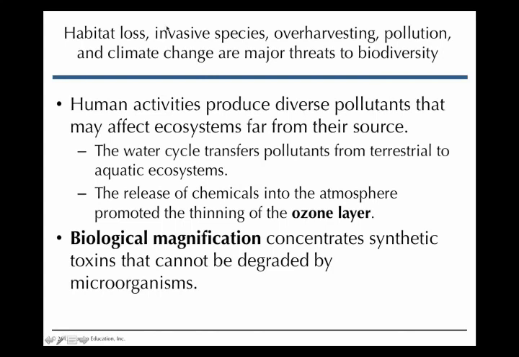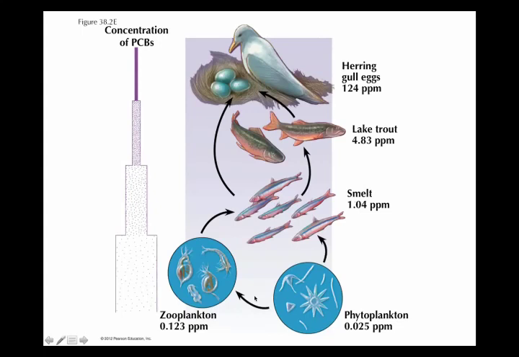Pollution is going to be the fourth threat to biodiversity. Different chemicals go into the air, go into the water, onto land. And this is an important concept, biomagnification, or biological magnification. What's happening there is this concentration of pollutants. PCB is the pollutant we're looking at, and it's actually highly relevant to humans because humans tend to be at the top of this chain here.